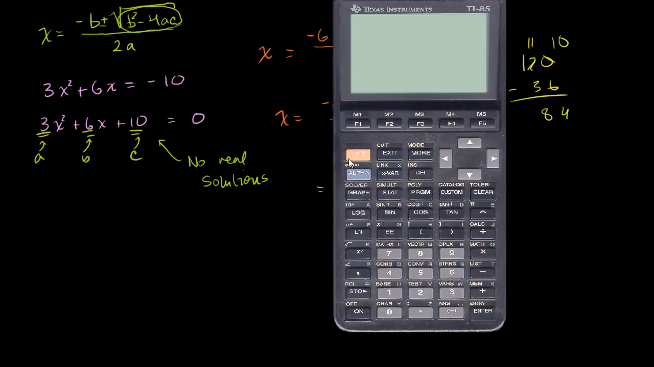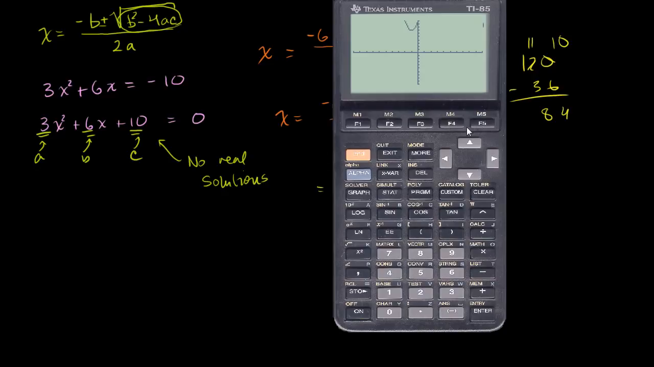Let's get our graphing calculator out, and let's graph this. Let's graph this equation right here. Y is equal to, that's what I had there before. Let me clear this right here. So I get 3x squared plus 6x plus 10. So that's the equation. We're going to see where it intersects the x-axis. Where does it equal 0? So let me graph it.